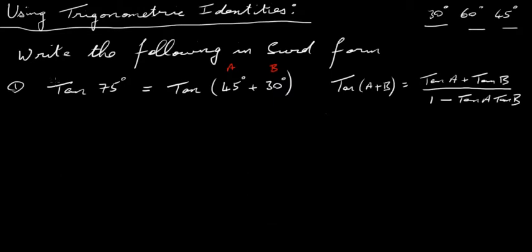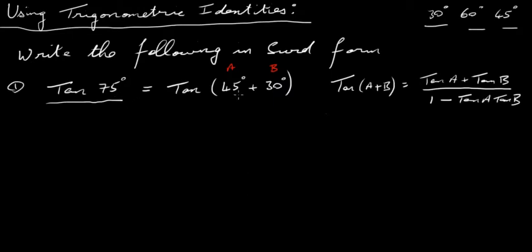So the first one is: write the following in surd form. So we're going to write tan 75 in surd form. So that's the question we're asked to do. Now, usually when you see a question like this, you should immediately think about these special angles, 30 degrees, 60 degrees, 45 degrees, because we know all of these, sine, cos and tan of these in surd form.